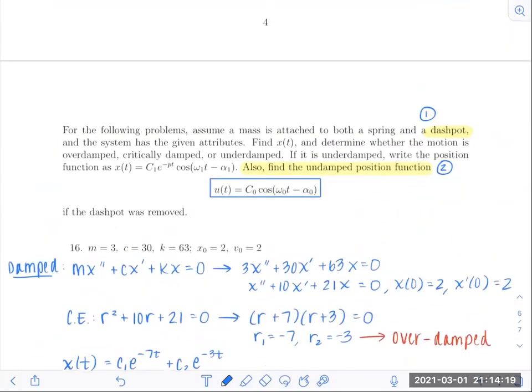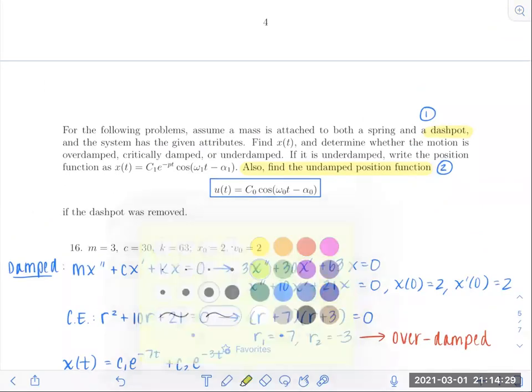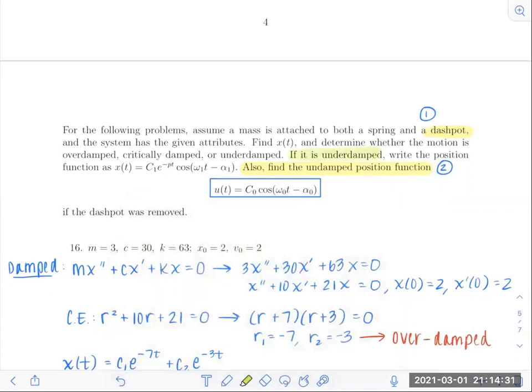Okay, it says, find x of t and determine whether the motion is overdamped, critically damped, or underdamped. We just did that. And then it says, if it is underdamped, write the position function as c1 e to the negative pt cosine omega 1 t minus alpha 1. They want it in this condensed cosine function.